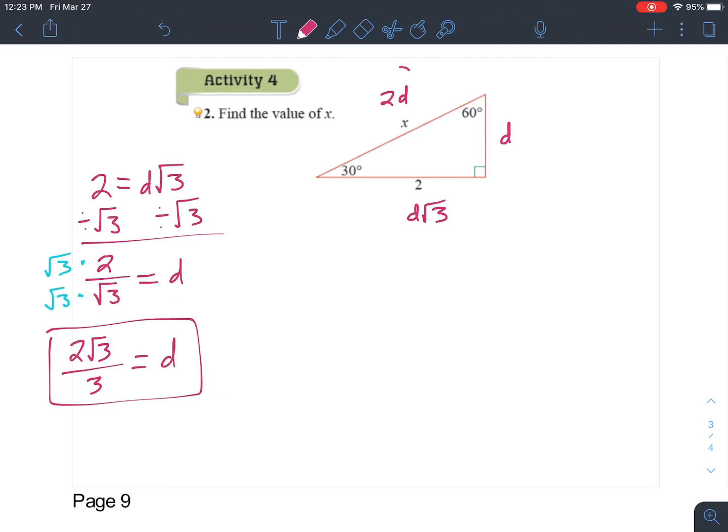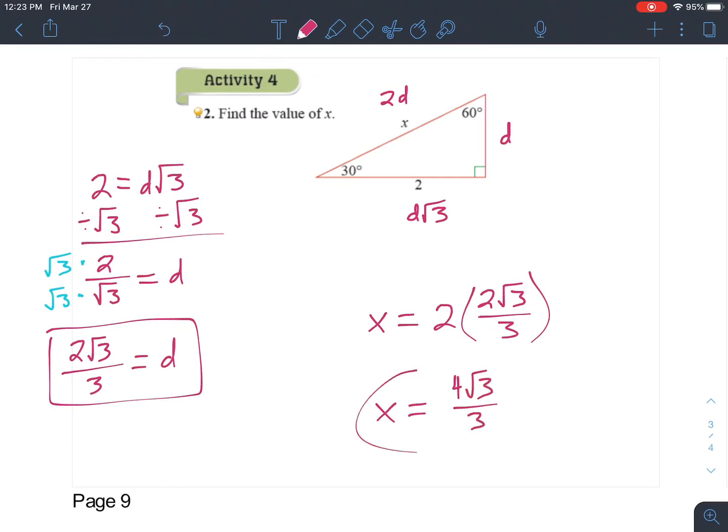Then for x, we're told that x is equal to 2 times D. So we just need to write x equals 2 times, and then we found D over here, 2 root 3 over 3. And then that will give us 4 root 3 over 3. That is the hypotenuse in this triangle.